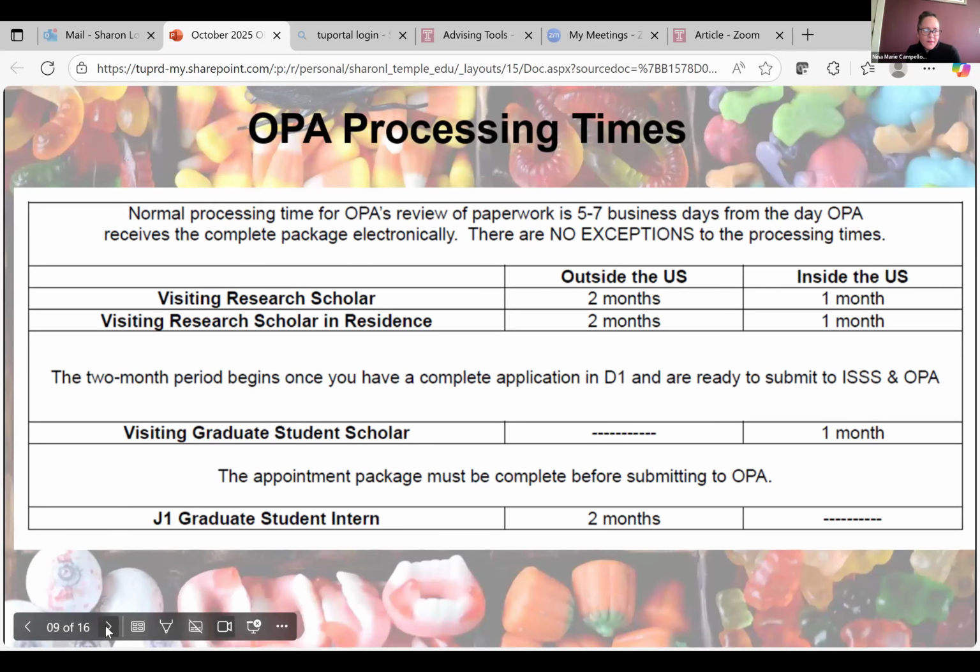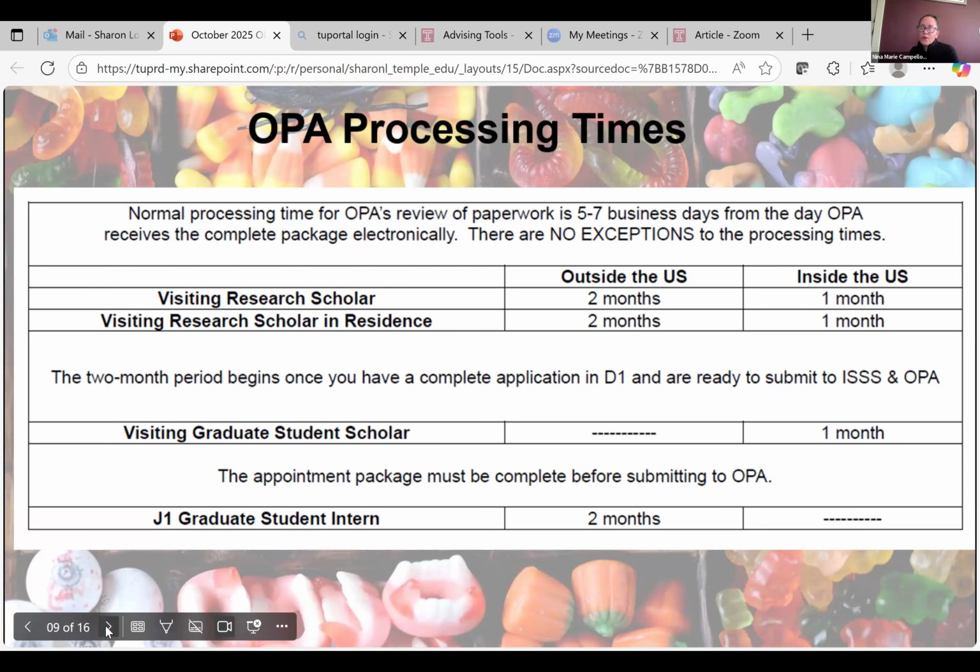And then this is the visiting research scholar and resident timeline. For a visiting research scholar outside the US, at least 2 months. If they're inside, submit it 1 month prior to the start date. Visiting research scholar and residents, at least 2 months if they're outside, at least 1 month if they're in the US. Visiting graduate student scholar, they're in the US and at least 1 month, you're submitting to me. And J1 graduate student interns outside the US is at least 2 months.